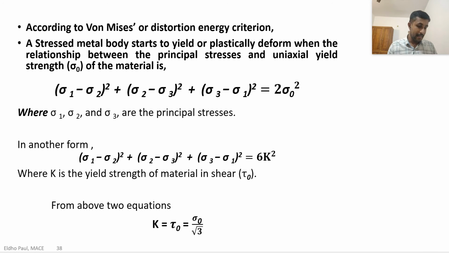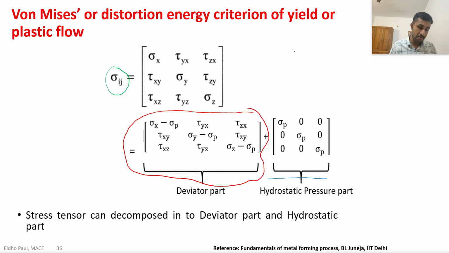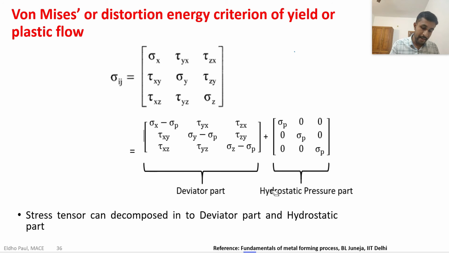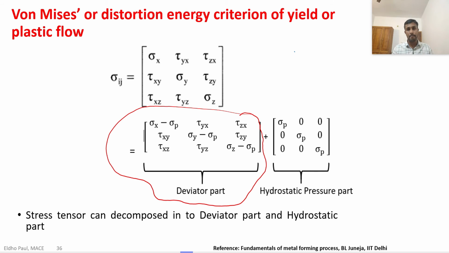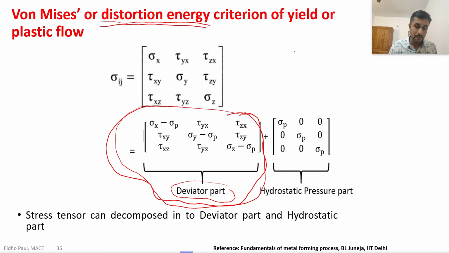Next, in the Von Mises stress, or Von Mises yield criteria, we only take this part, the distortion or deviator part. Another name is the distortion energy criteria. Out of the total stress at a point, the deviator part distorts the shape of the component or raw material; distortion means a change in shape. So in Von Mises criteria, we take only the deviator part. We are not considering the hydrostatic part in the Von Mises criteria.